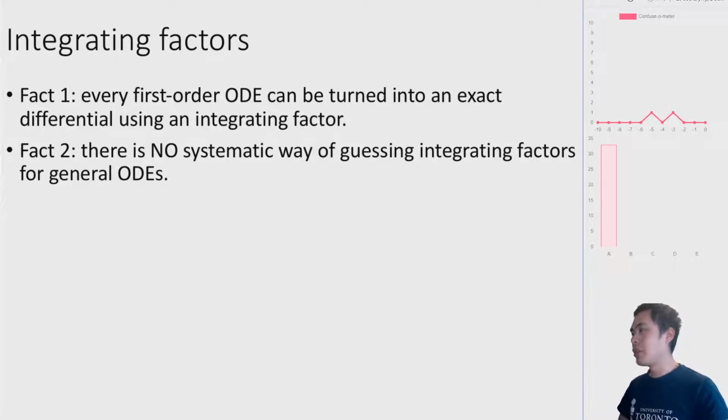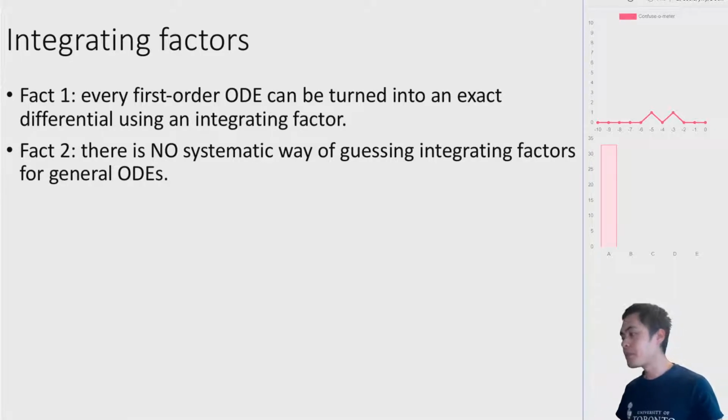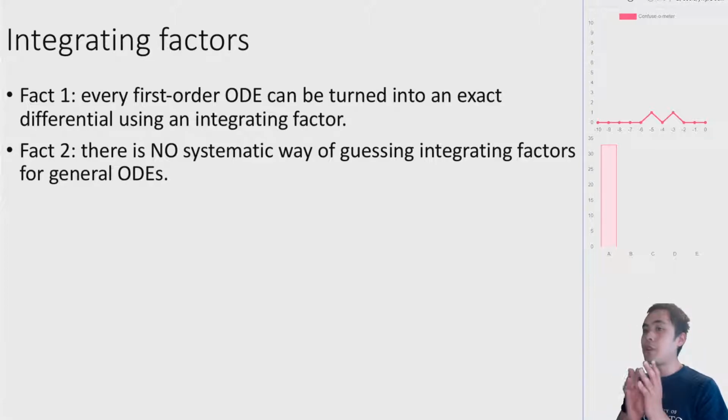First order just means only a first derivative, not a power. So here, we're talking about the order of an ODE, which is how many derivatives, not the order of a polynomial, which is how many powers. But yes, in terms of integrating factors, there's no systematic way of guessing.